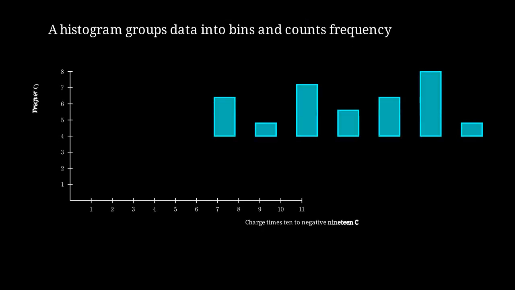Here's what our histogram might look like. Notice something interesting. The bars aren't evenly distributed. There are peaks at certain values, around 1.6, around 3.2, around 4.8. This is not random noise. This is a pattern.